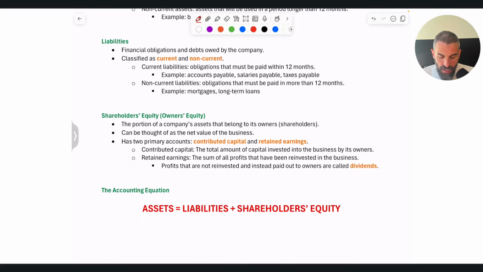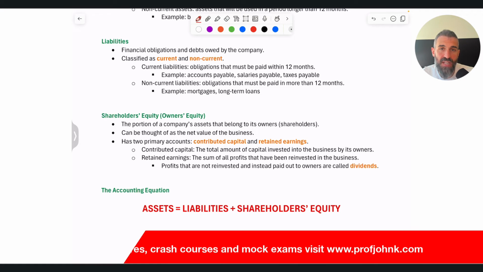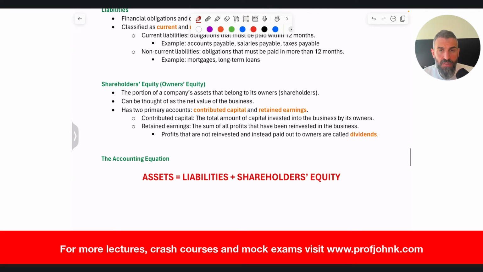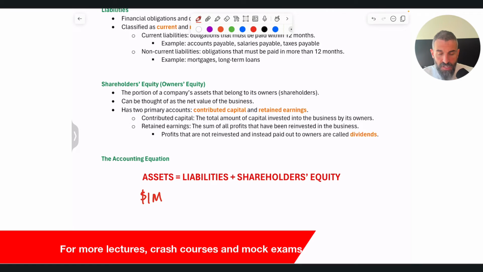And last but not least, you have shareholders' equity, or sometimes called owner's equity. Now, really, this can be seen as the actual value of the company. It shows you the portion of the company's assets that actually belong to the shareholders, to the owners. Now, if you're wondering, well, how come all the assets don't belong to the owners? The answer to that is debt. And that takes us to the accounting equation.